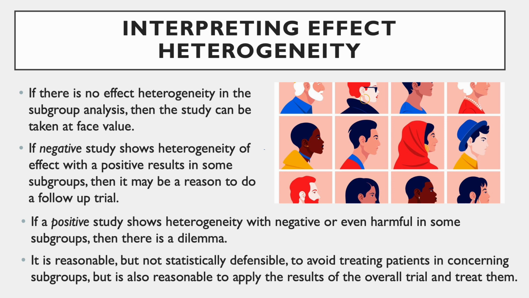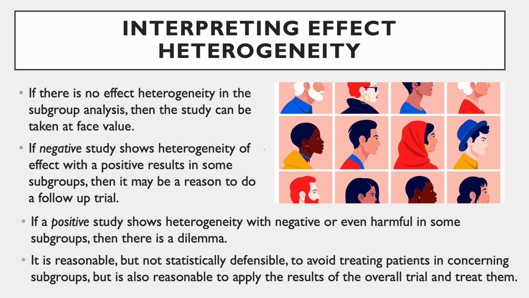Now, if there is heterogeneity of effect in a study that was overall negative, meaning some subgroups appeared to have a response to treatment, then it's really not adequate for statistical inference because it's not a pre-specified test, but it could be a good reason to do a follow-up clinical trial that only looks at those promising subgroups.